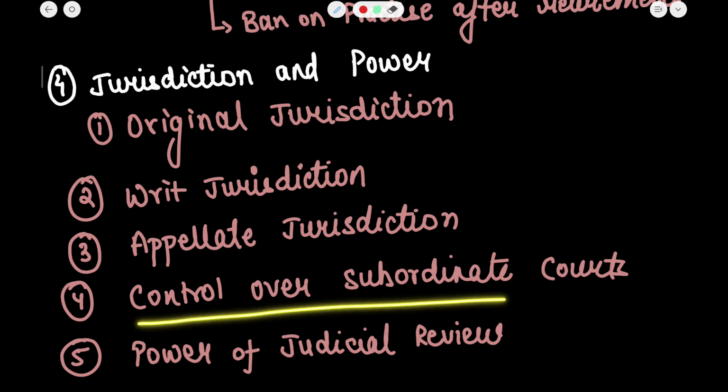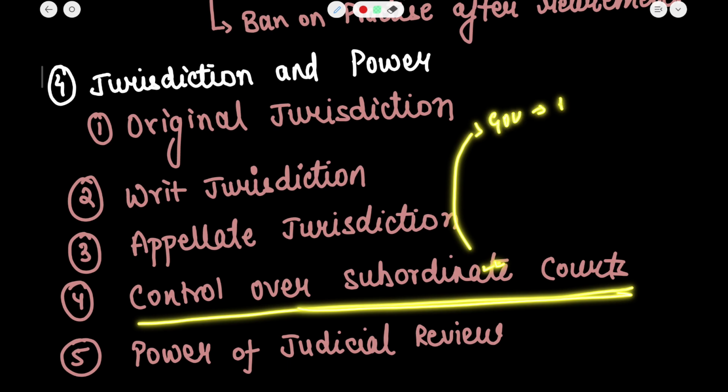Control over subordinate courts. The Governor consults the judges of the High Court, the Chief Justice of the High Court, before appointing, posting, transferring or promoting district judges. So the High Court has a substantial amount of control over the subordinate courts.